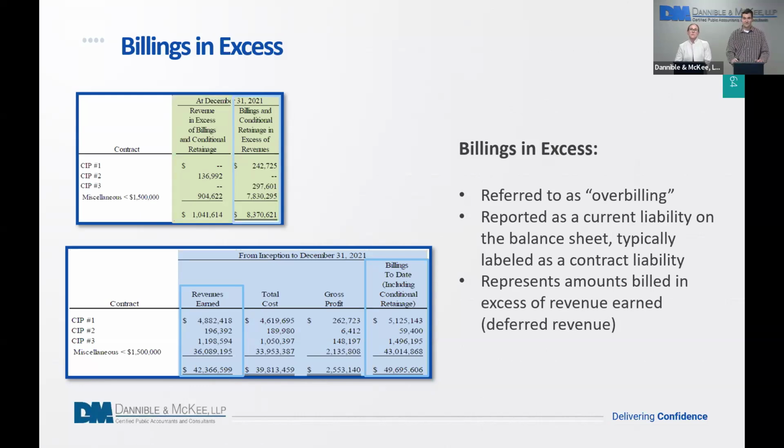Then similarly, you have billings in excess, or an overbilling. This is going to be a current liability. This represents that you've billed your customer more than the revenue you've earned. Maybe you bill them 10% upfront. Even though you're 3% done, that would be an overbilling and reported as a contract liability until you progress to the percentage of work complete that you could have billed them for, and then you would offset it against the liability.